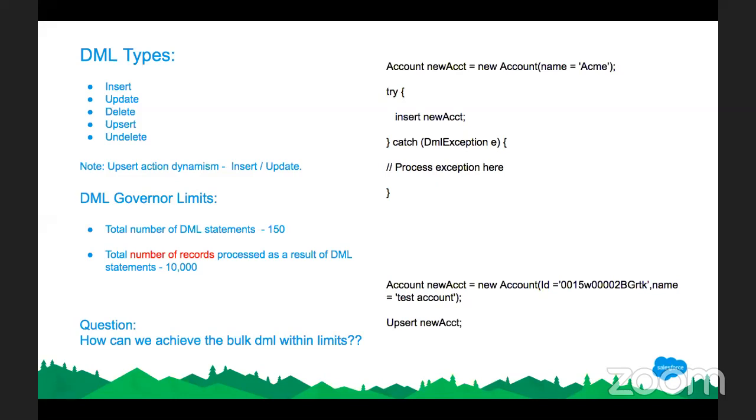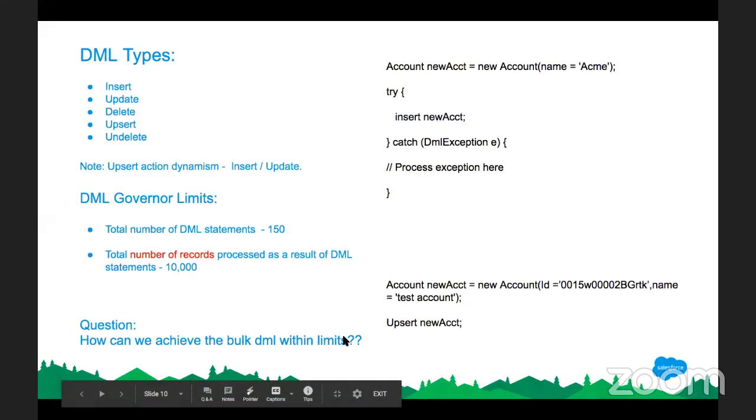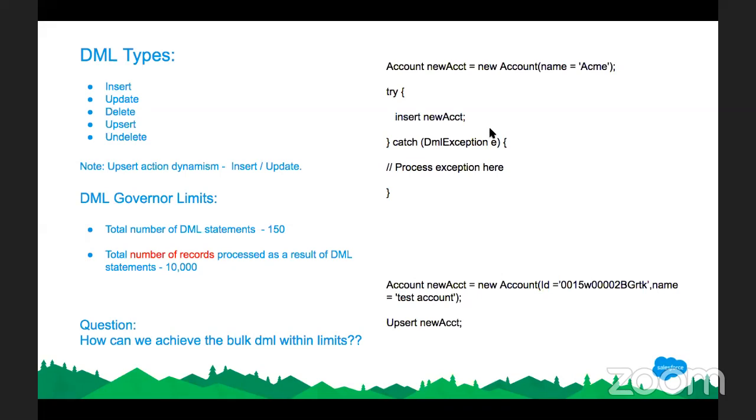How are we going to do bulk DML in our classes? The answer is collections. For example, here I'm inserting only one account. If I want to insert 50 accounts, what can I do? How can I achieve it with one DML statement, but the number of records is 50?